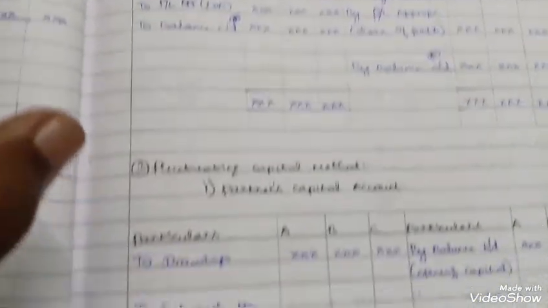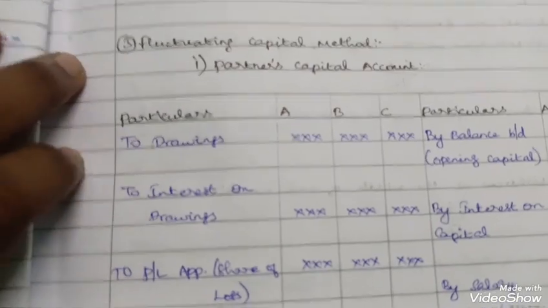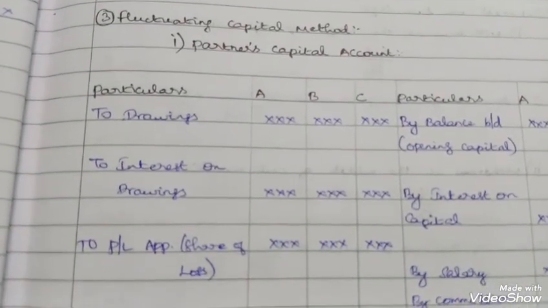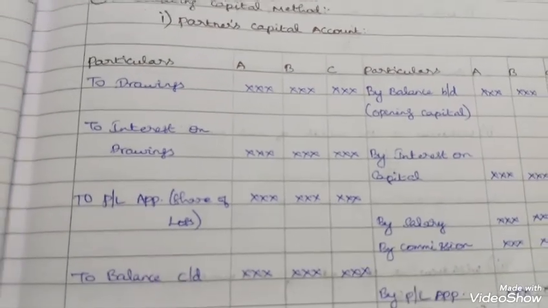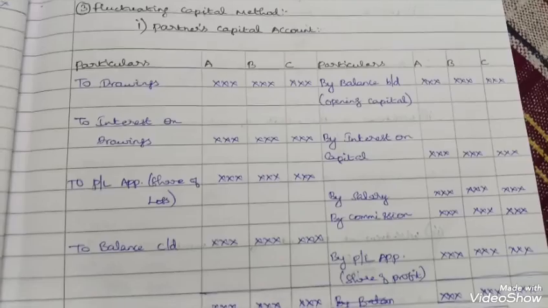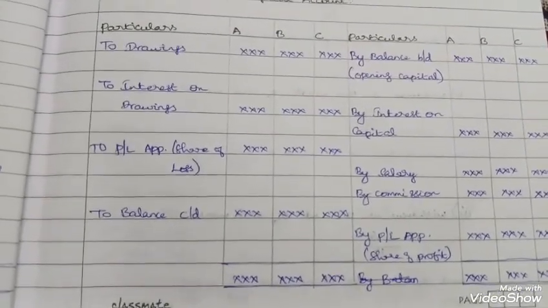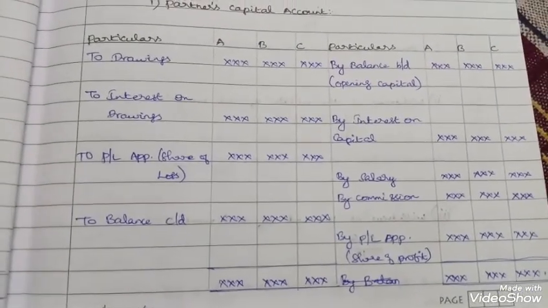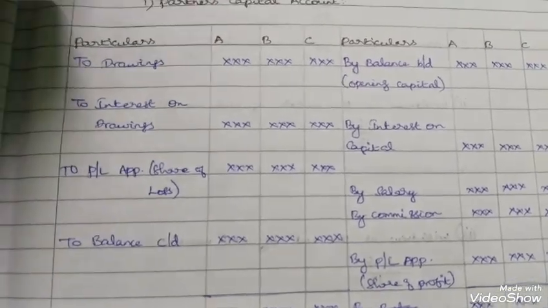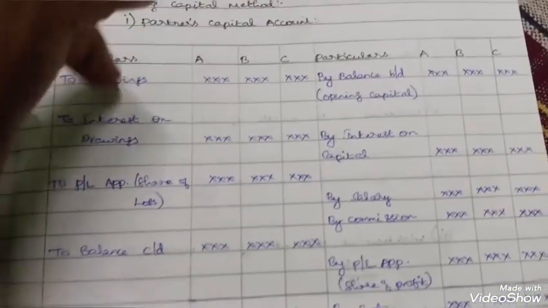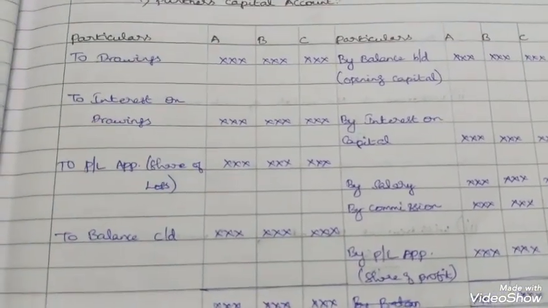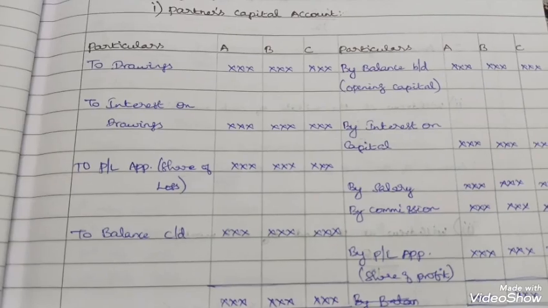The next method which I am going to show is the partner's capital account under the fluctuating capital method. Under the fluctuating capital method, we are maintaining only one account called the partner's capital account. Under this fluctuating capital method, these two accounts, partner's capital and current account of the fixed capital method, will be merged in a single account named partner's capital account. Very, very easy. I hope you understand.